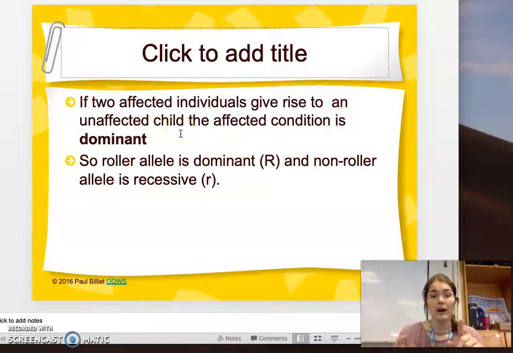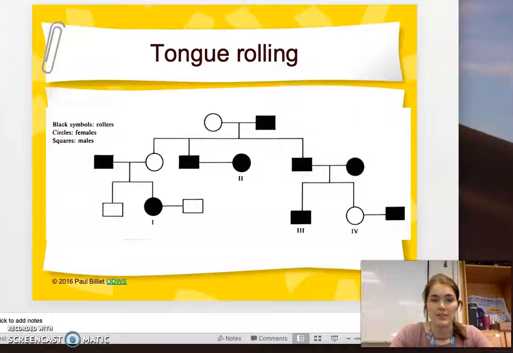So if 2 affected individuals have an unaffected child, then it's probably dominant. An allele for rolling your tongue is dominant, capital R, and not rolling it is recessive, with a little r. So let's say we're talking about tongue rolling. It's not always scary genetic conditions.